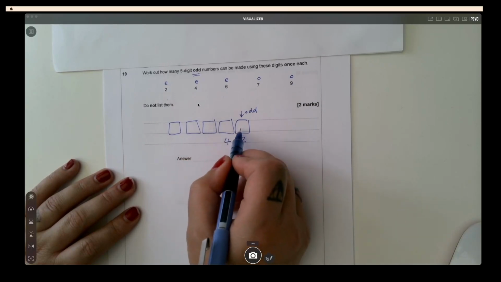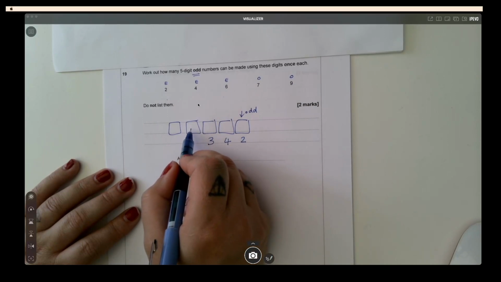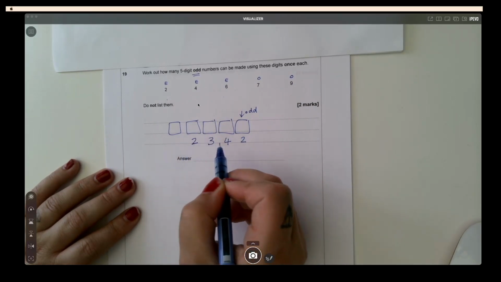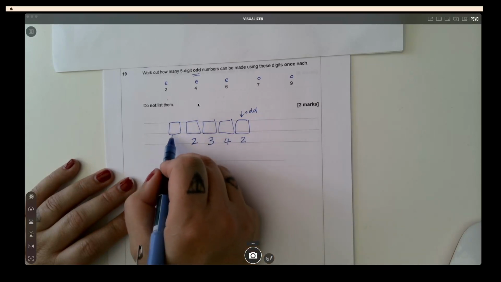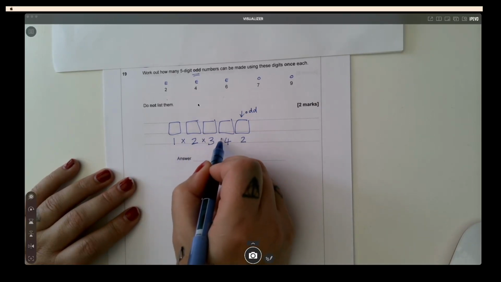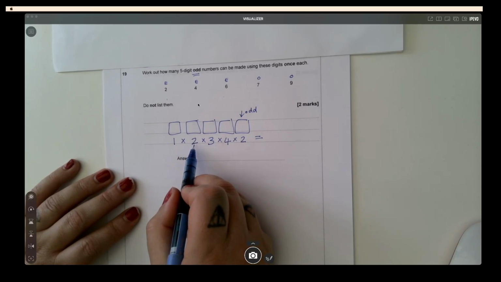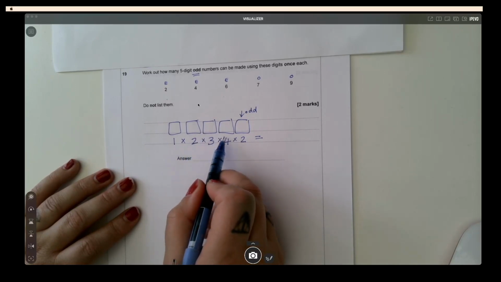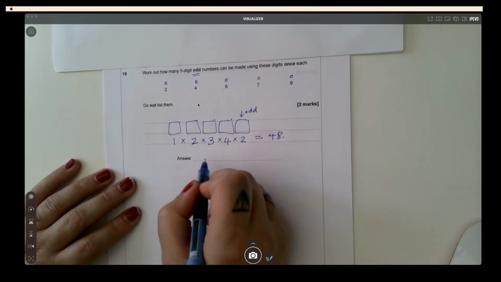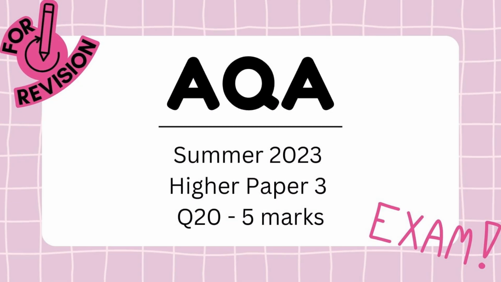When we go to this one, we've used 2 numbers, so there's only 3 remaining. When we come to this one, it doesn't matter if it's odd or even. We've used 3 numbers, so there's 2 remaining. And then when we get to this final digit, we'll have used 4 of the numbers, so there's 1 remaining. So we need to multiply those numbers together. 1 times 2 is 2, times 3 is 6, times 4 is 24, times 2 is 48. So there are 48 possible options.